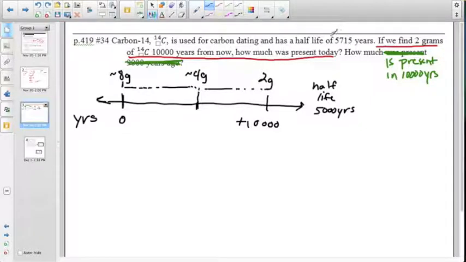We're at almost 6,000 years, so to get 4 grams, we would be way out here, and then we don't have quite a half-life to go.